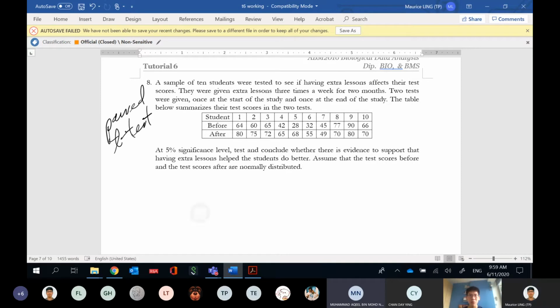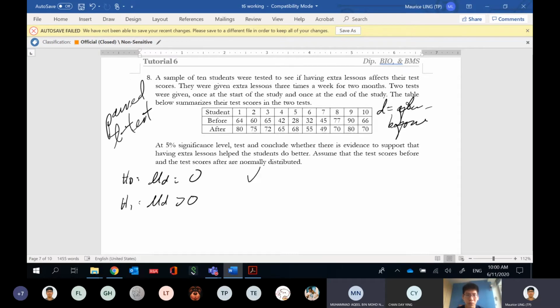H null is mu D equals to 0. What is D first? After minus the before. Okay, so correct. Mu D equals to 0. Alternate hypothesis? Mu D is more than 0. Because after minus before, it should give you better results. Then what is your alpha? 0.05. Do you divide by 2? No, because it's one tail. Yeah, correct. 1 tail.